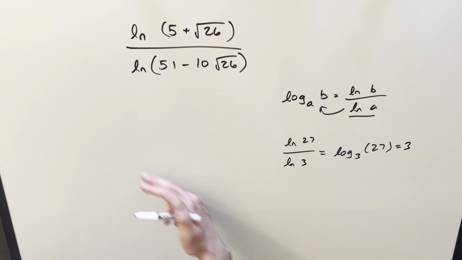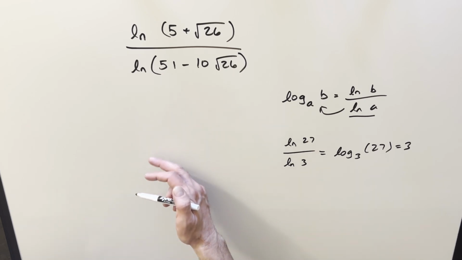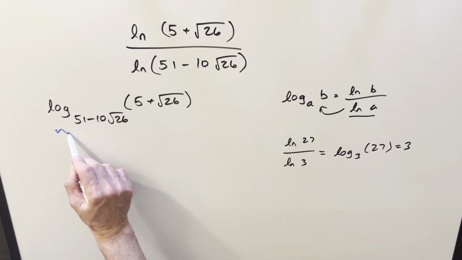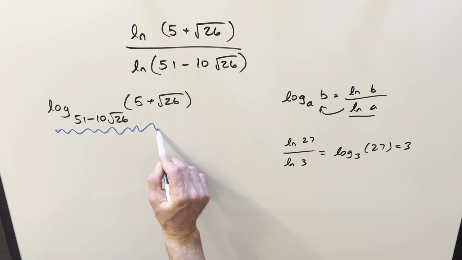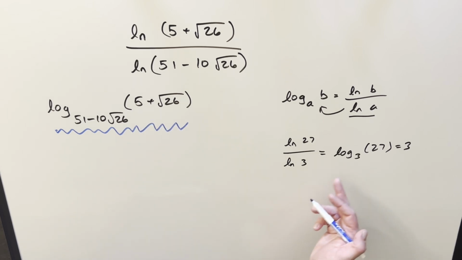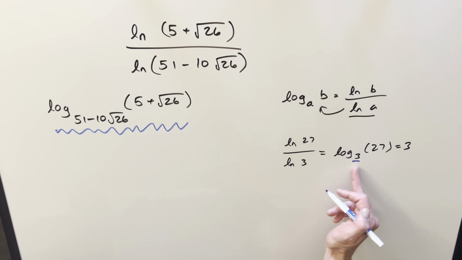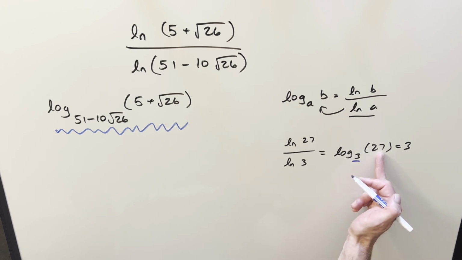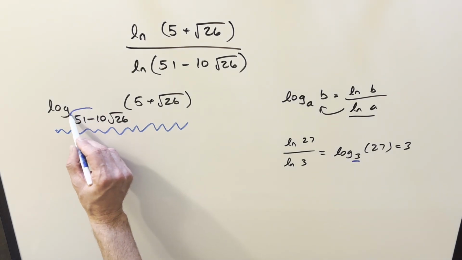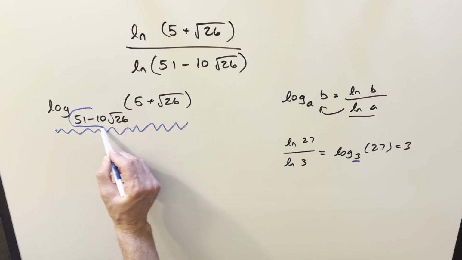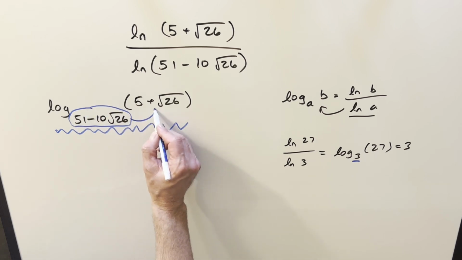But the trouble we have is if we do the same thing on our problem, let's see what we have. You may notice this is kind of an ugly thing. What I did over here to solve this so fast is just knowing what power I need to raise 3 to get to 27. But it does seem a lot harder. What power do I need to raise 51 minus 10 square root of 26 to get this?